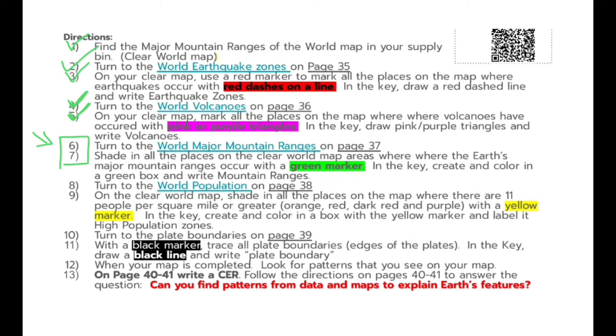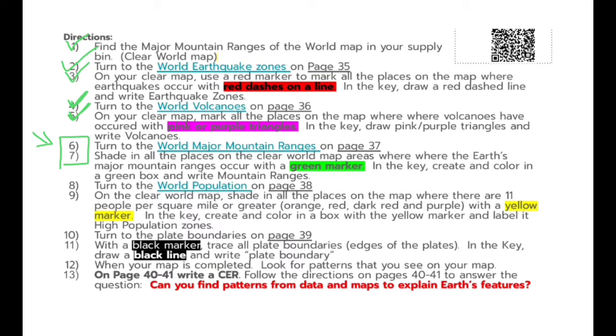All right, as you can see, we are now on steps 6 and 7. Turn to the World Major Mountain Ranges on page 37. Shade in all the places on the clear world map where the Earth's mountain ranges occur. Shade them with a green marker. In the key, create and color a green box and write mountain ranges.